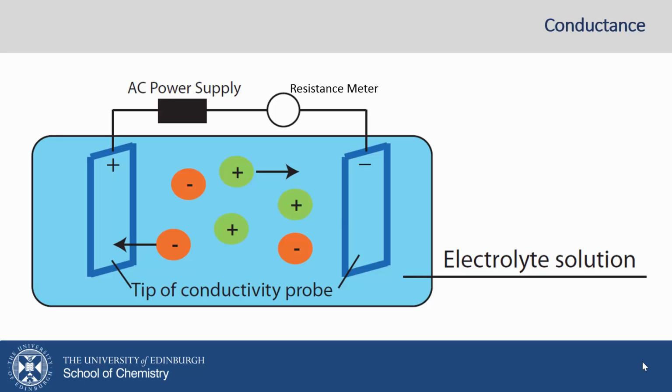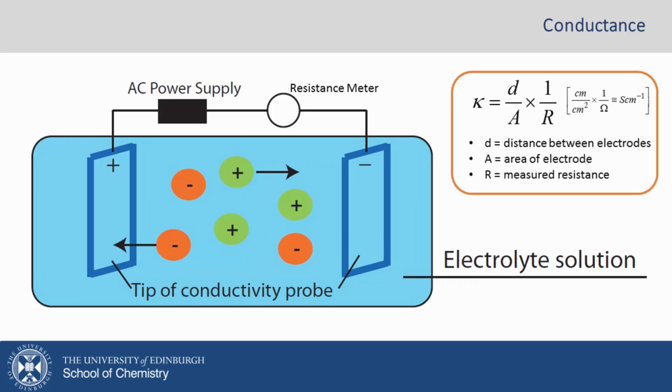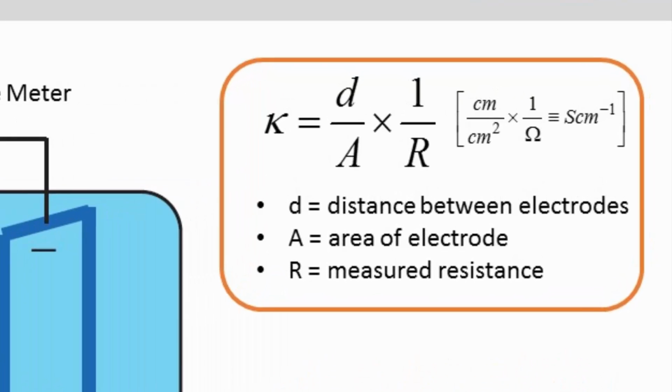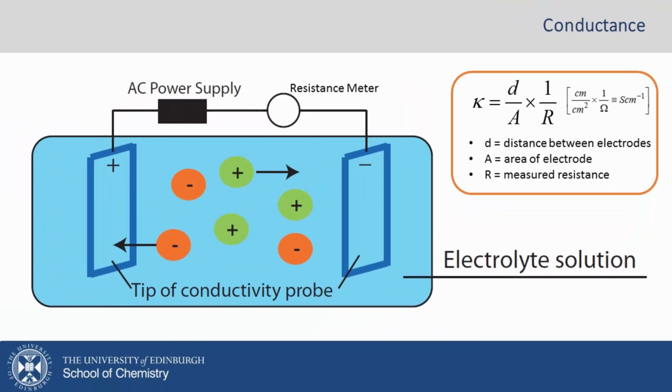We can measure the conductivity of the solution, symbol kappa, by the equation shown. Kappa has units inverse ohms per centimeter if we are using centimeters for the distance traveled. The reciprocal ohm, ohm to the minus 1, is given the name Siemens, symbol S, giving kappa units Siemens per centimeter.